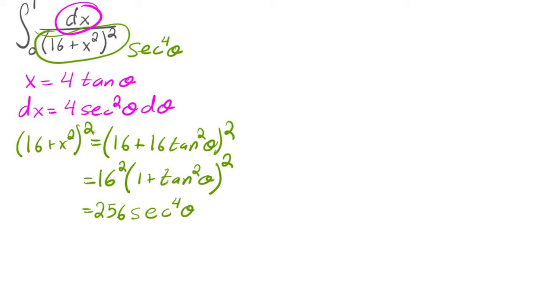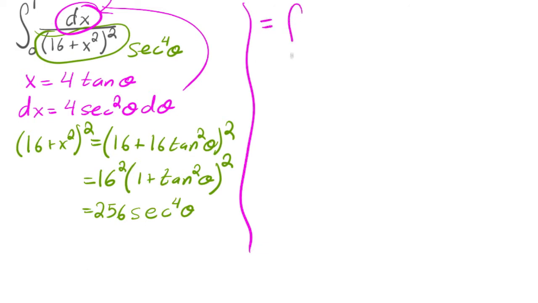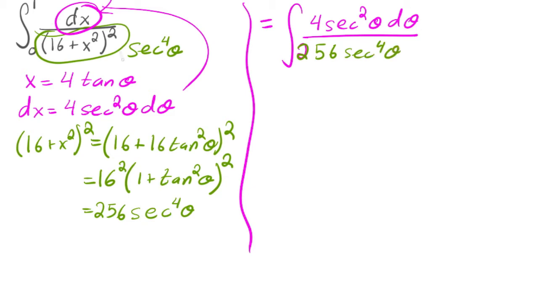And then the dx, of course, is going to be substituted by that. So then what I get is this is equal to the integral. And I'm going to leave the limits of integration out for now, and I'll just put them in at the end. But I'm going to get dx, which is 4 secant squared theta d theta, over 256 secant to the 4th theta. I actually forgot to put the 256 here because it's down here.